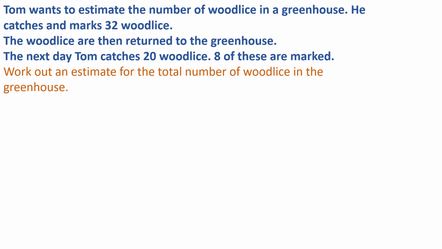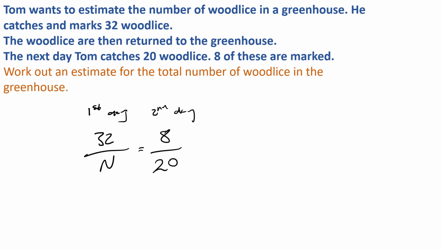So here we've got Tom estimating the number of woodlice in his greenhouse. He catches and marks 32 woodlice. So on the first day, he has caught 32 woodlice out of the total number of woodlice. You don't have to use the letter n, but n seems to make perfect sense to me as a letter to represent a number. And then on the second day, he has caught 20 woodlice and 8 of them are marked. So 8 out of the 20 he catches are marked.